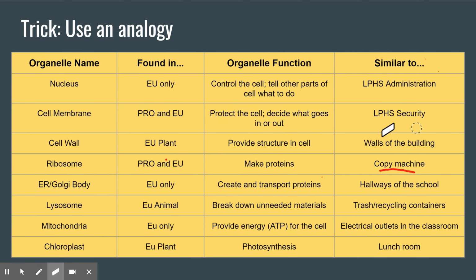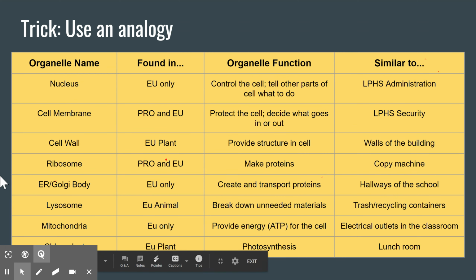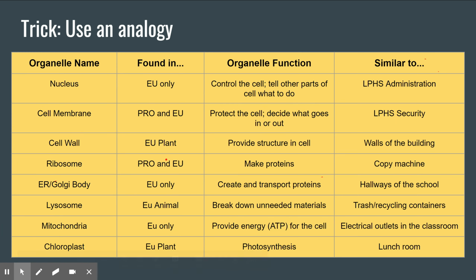Another example I've seen students use a lot is a post office. A post office is an easy way to make an analogy. A factory is an easy way to make an analogy. It's just a really good study tool to help remember what these things are.